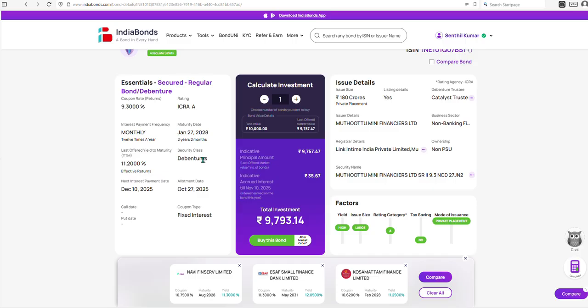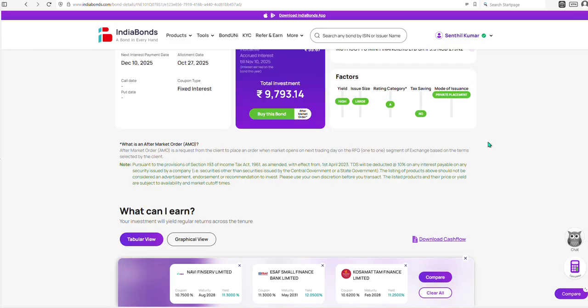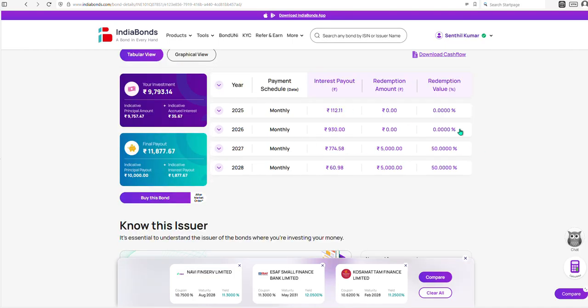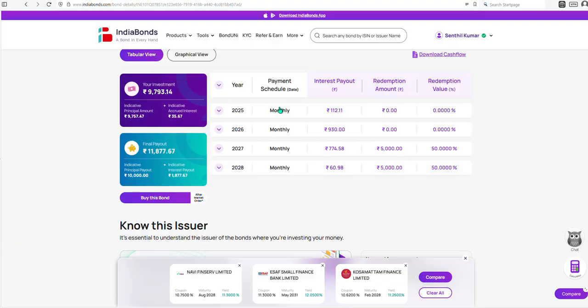Let us not get into too much detail. It's a high yield, a large size, with an A rating, and the tax saving is no. So you will have tax based on that, which we'll get into later. And the mode of issuance is a private placement. Okay. And what you see here is, if you are making an investment, you are allowed to take out 50% of your capital in the year 2027. Until then, you can't take out anything. And at maturity, you will get 100% of your capital. Apart from that, the interest payment you will get on a monthly basis.